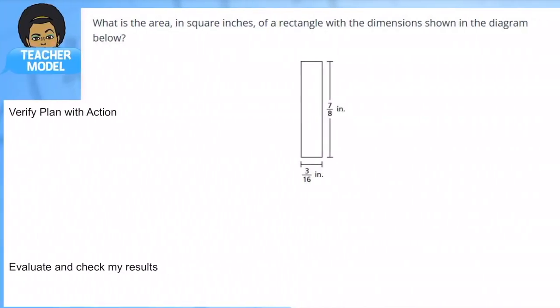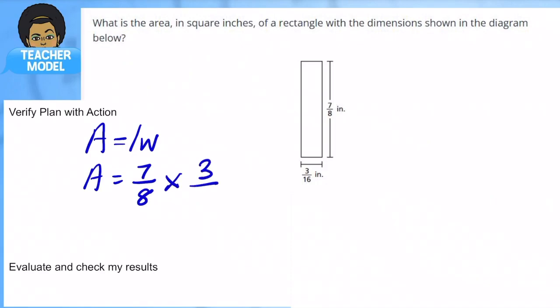And let's put our fractions into action. Area equals length times width. Our length is 7/8 times 3/16. And you're just going to multiply these two numbers. And I get 21/128. So we have our product. Great. Now we want to check if it's in simplest form. So I want you to watch this little hack I have right here.